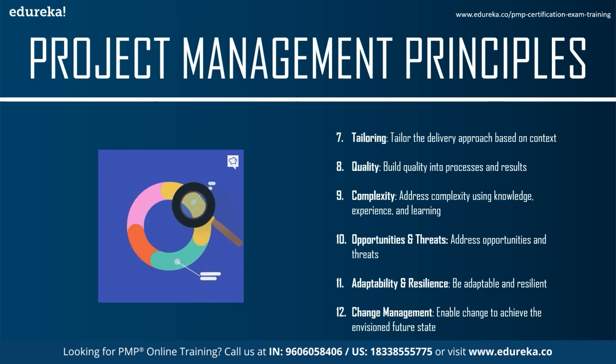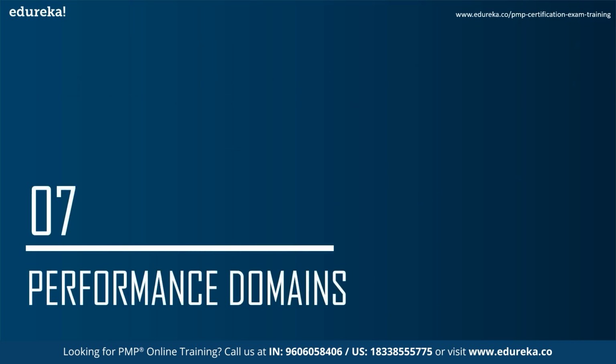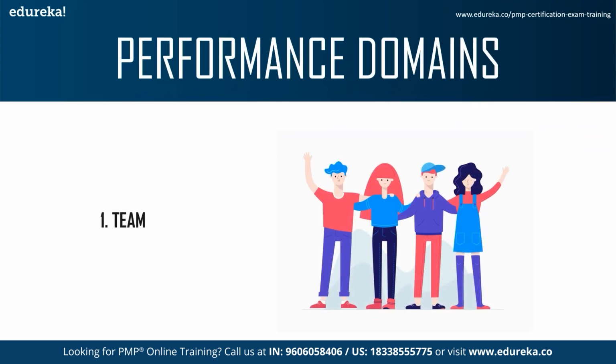The 10th principle is opportunities and threats. You will have to address opportunities and threats throughout the entire process. The 11th principle is adaptability and resilience. It is important for you to be adaptable and resilient throughout the project. The last principle is change management. You will have to enable change whenever it is required to achieve the envisioned future state. Now that we have discussed the 12 main principles in project management, let's move ahead and check out the performance domains in project management. The first performance domain is team.